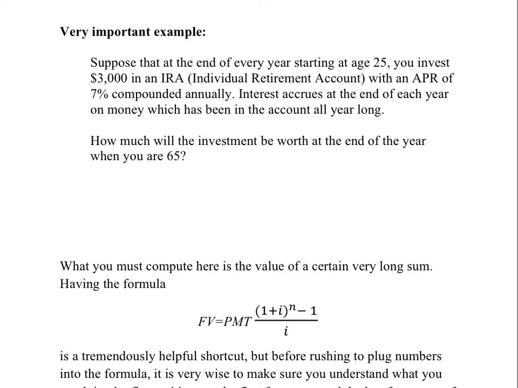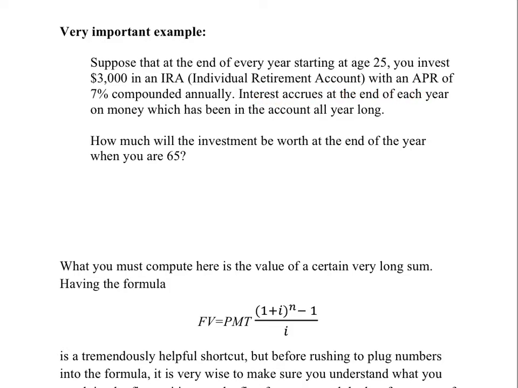Now we're ready to work through a very important practical example. Everyone should know this. Everyone should understand the consequences of the computations we're about to do. Here goes. Suppose that at the end of every year, starting at age 25, you invest $3,000 in an IRA. That's an individual retirement account. This account has an APR, let us say, of 7% compounded annually. Right now, it would be difficult to find 7% for your investments, but in the larger historical scheme of things, that's not such an unrealistic number.